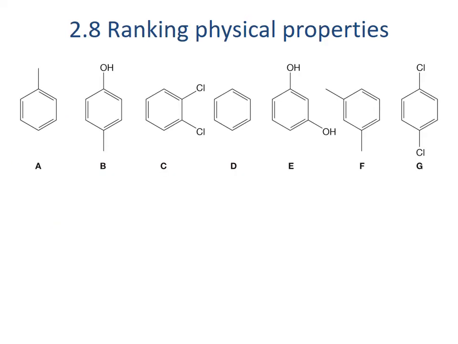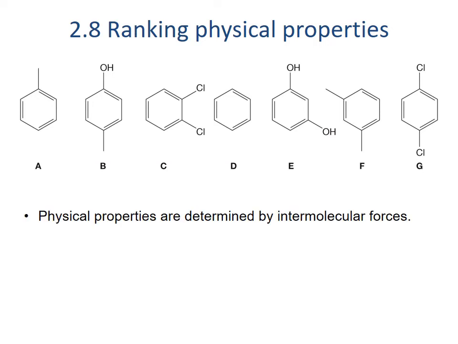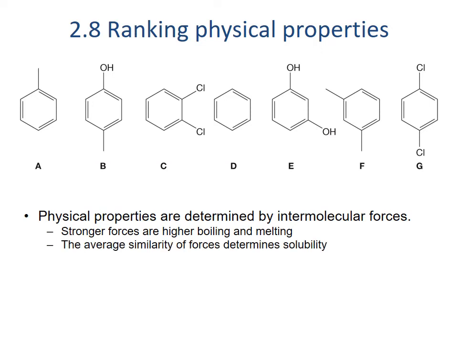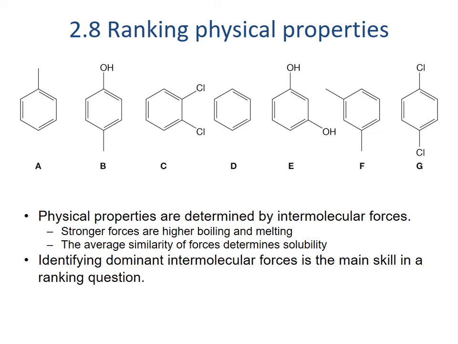An important application of the concepts that we've learned in this chapter is to be able to rank physical properties like melting point, boiling point, and solubility, given only structure. Remember, physical properties are based on intermolecular forces. The strongest forces have the largest boiling point and melting point, and for solubility, the similarity of the average strength is more important than the overall strength. Whenever you encounter a physical properties ranking question, the main concept that's being tested is the identification of intermolecular forces.